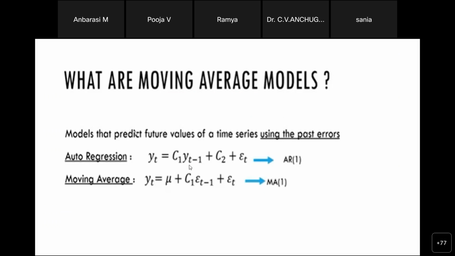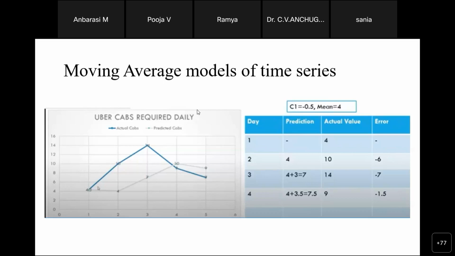So here we are going to predict the future value based on the previous errors, rather than the previous values. For example, in the moving average model of time series, suppose in the Uber cabs, you have daily requirements. So this is the actual cab detail, and this one is the predicted cab detail.